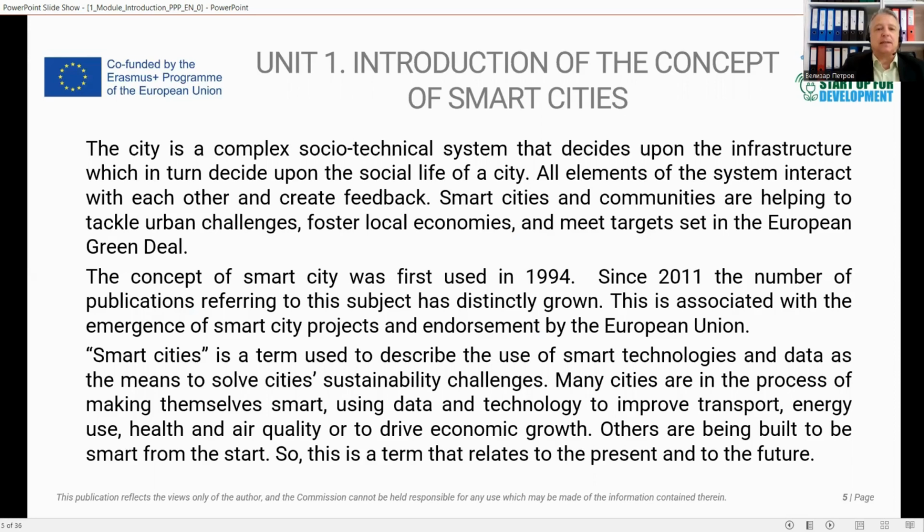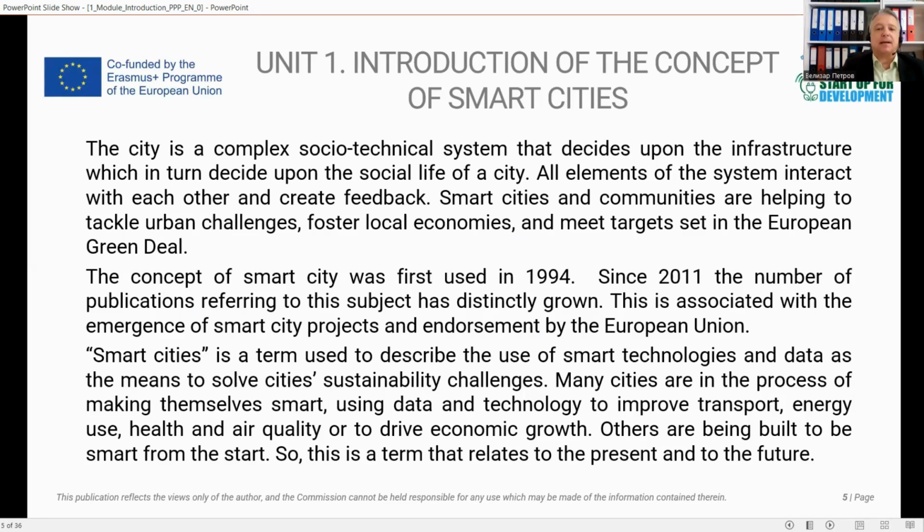The concept of smart city was first used in 1994. Since 2011, the number of publications referring to this subject has grown. This is associated with the emergence of smart city projects and endorsements by the European Union. Smart cities is a term used to describe the use of smart technologies and data as the means to solve cities' sustainability challenges.